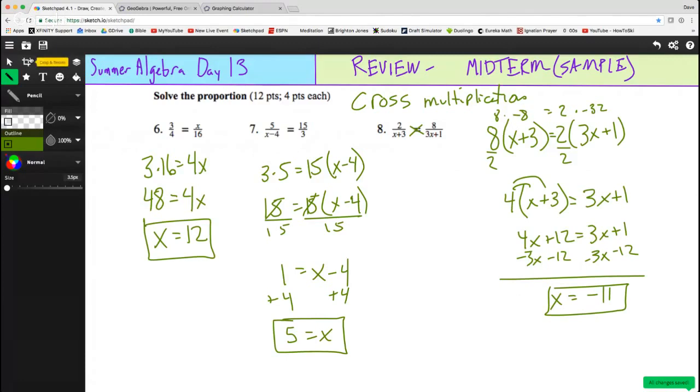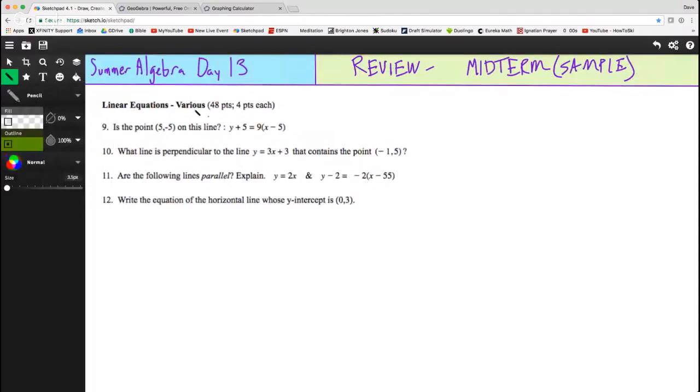Okay, let's move on. Is the point (5, negative 5) on the line? Well, how do you do that? You plug it in. This is an xy coordinate. If it's on the line, it's got to make this true. So let's put our x in for x and our y in for y. But we also know that (5, negative 5) is on the line because this is in point-slope form, where a point is 5, comma, negative 5.